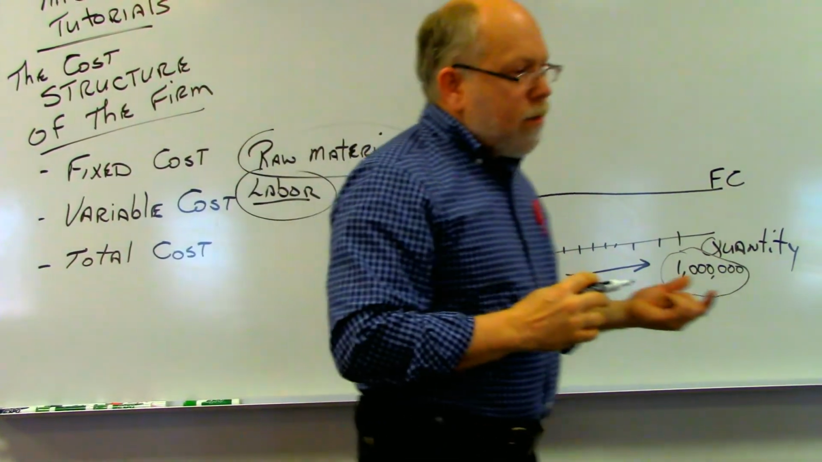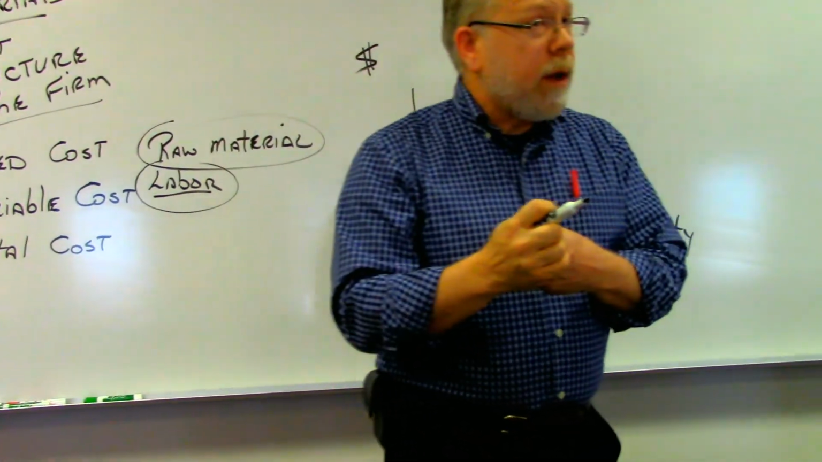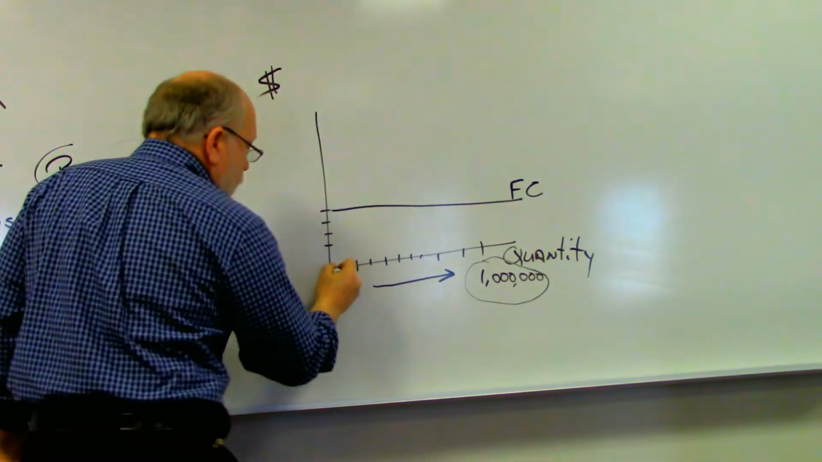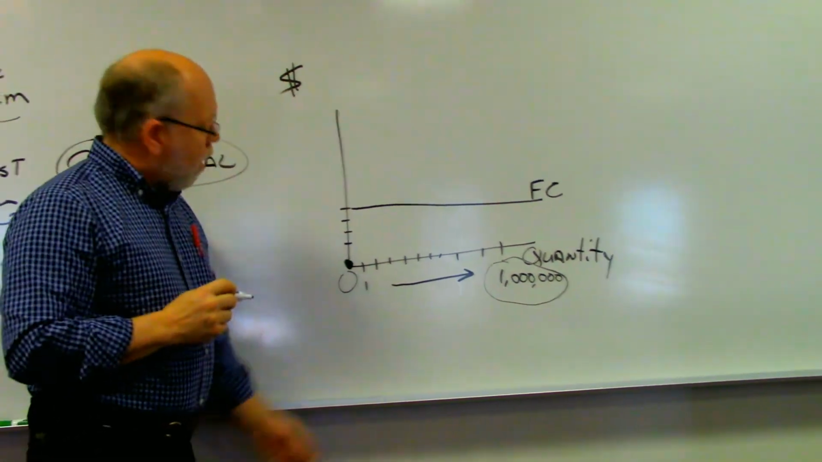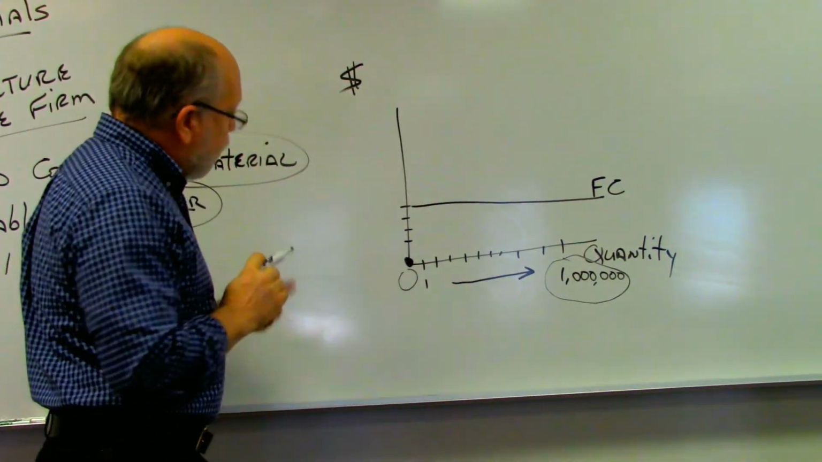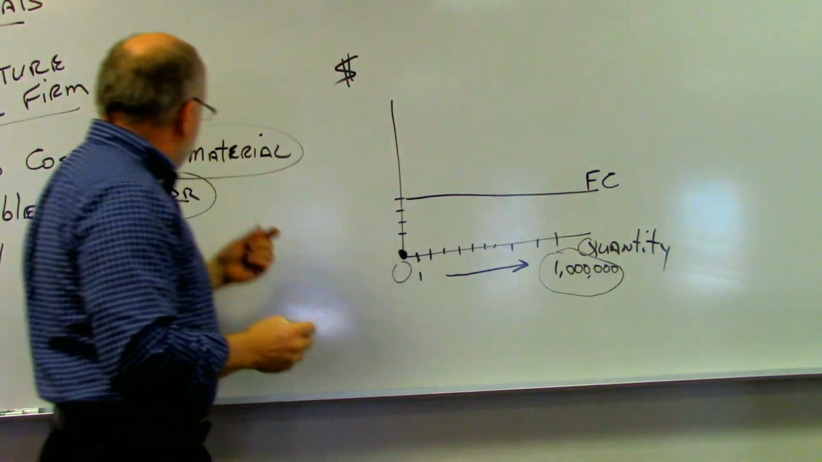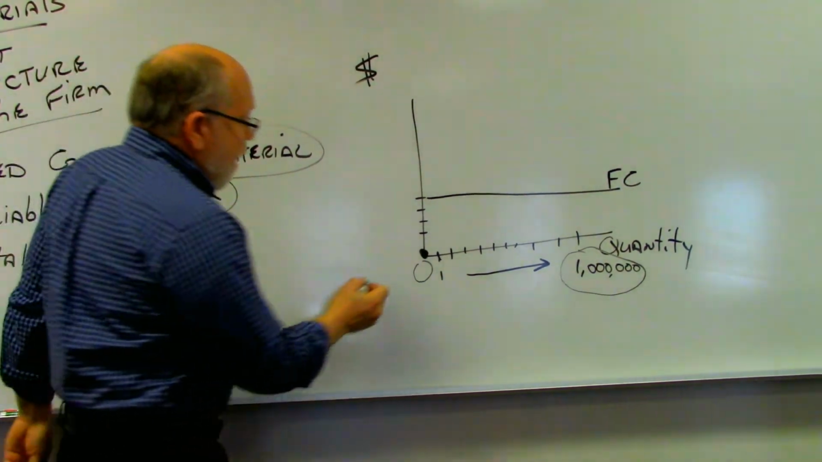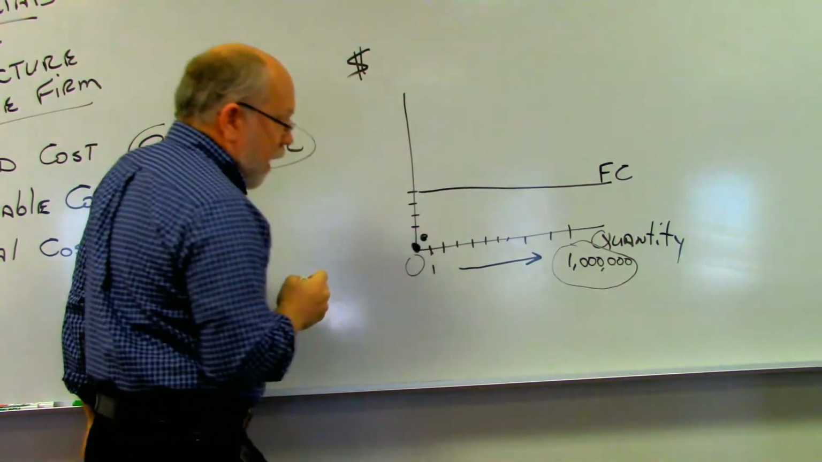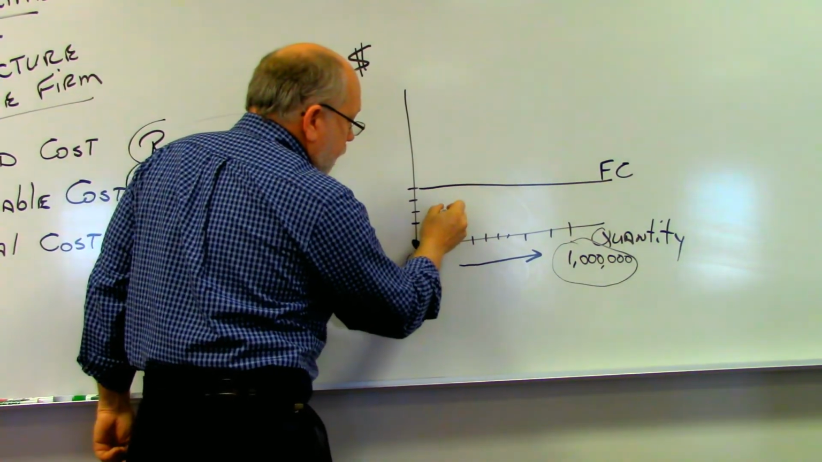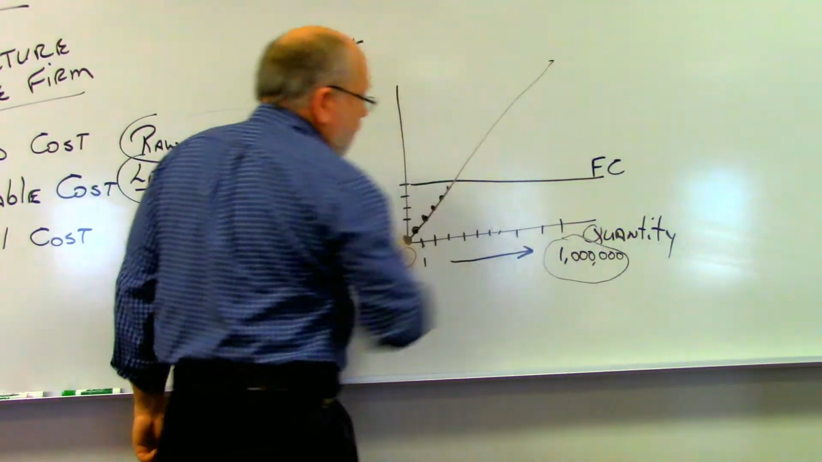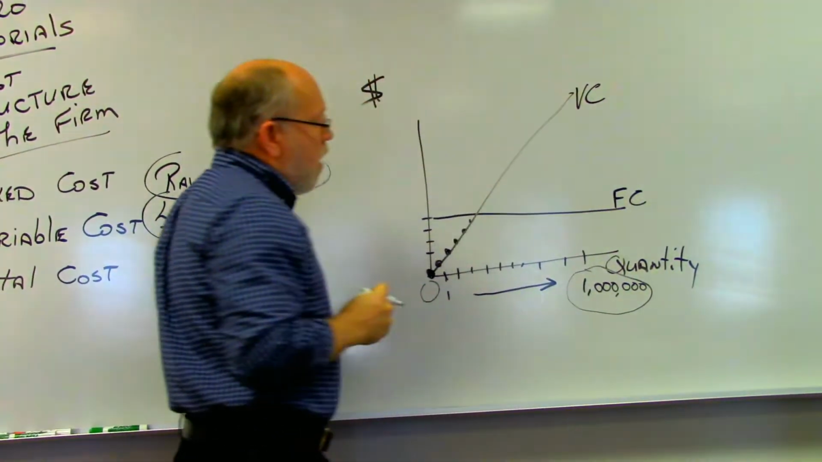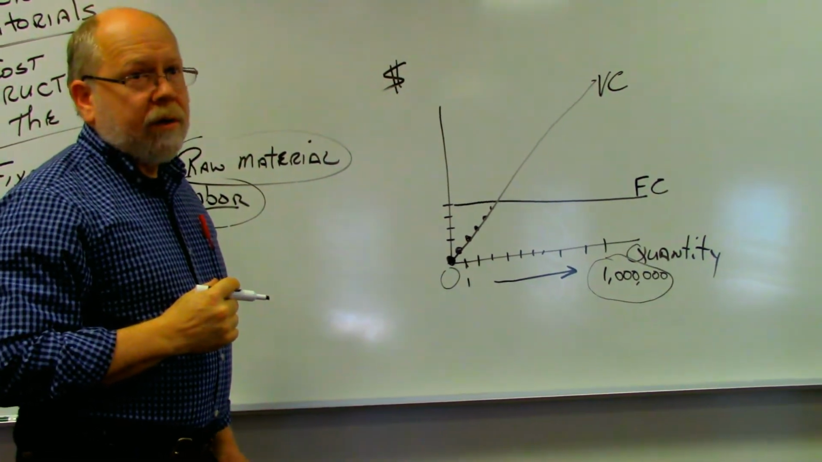So what would be our starting point? Well, obviously, if we don't produce anything, we haven't used up any labor, we haven't used up any raw material, so our starting point would be right here at the origin. We'll always start right there. Now, as we produce something, our first unit, we're going to put some raw material into this thing, that's a cost. We're going to put some labor into this thing, that's a cost. And it goes from this point up to this point. As we produce another one, it goes up and up and up and up. And now we get a curve that looks somewhat like that, if I can draw straight. And we call that curve the variable cost curve.